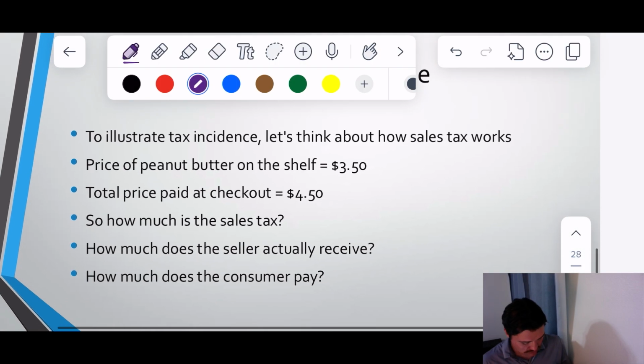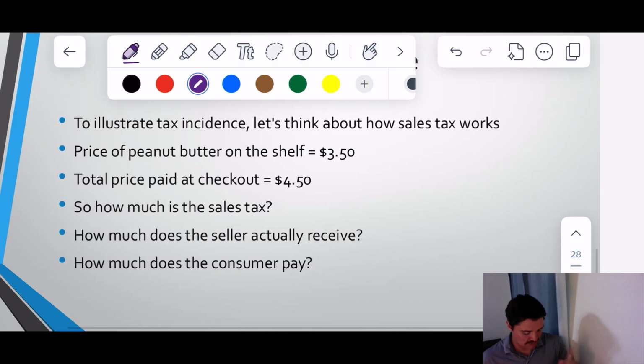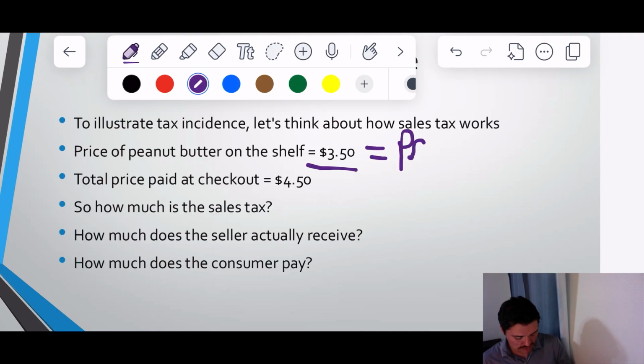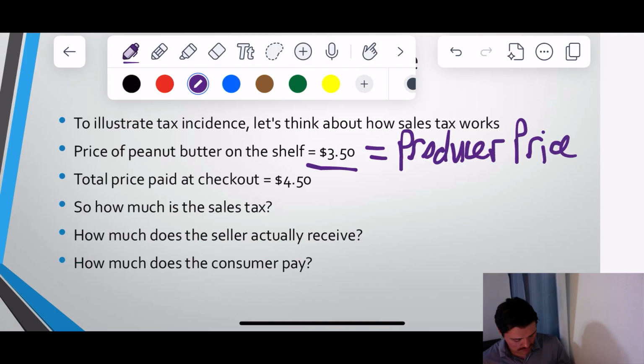Now, to illustrate this a little bit better, let's show you how sales tax works. If the price of peanut butter on the shelf says $3.50, okay, that is what the producer is getting. So this is the producer price. Now, when you go to check out, you pay $4.50. That is the consumer price.